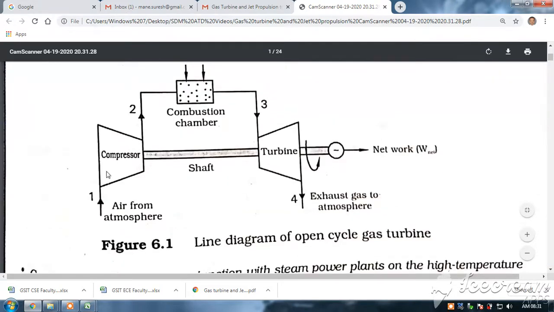This air is taken from the atmosphere, compressed, and burnt in the combustion chamber. Here fuel is supplied, and in the turbine, it is expanded. So when it is expanded, the mechanical work is done.